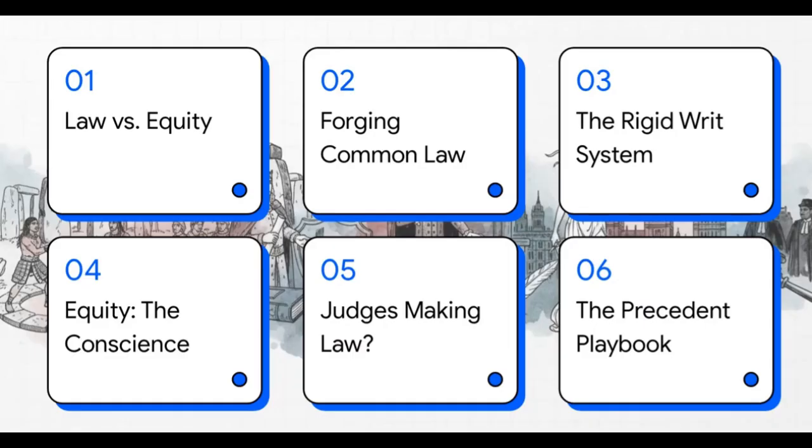So here's our roadmap for this explainer. We're going to start with the main event, the clash between law and equity. Then we'll see how the common law was created, how its own rules created massive headaches, and how a rival system popped up to fix things. And we'll finish up by looking at the playbook judges still use today, the whole idea of precedent.